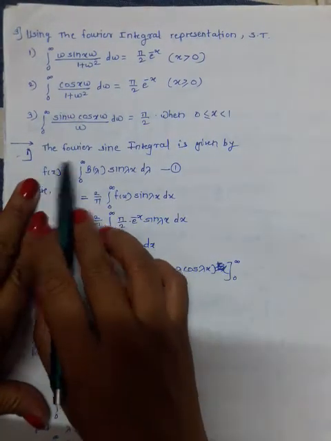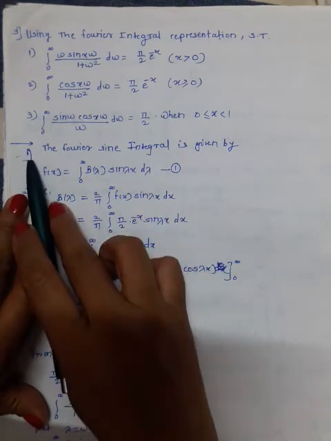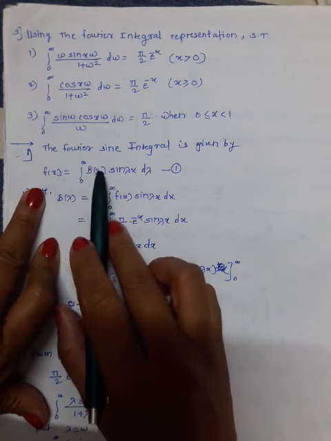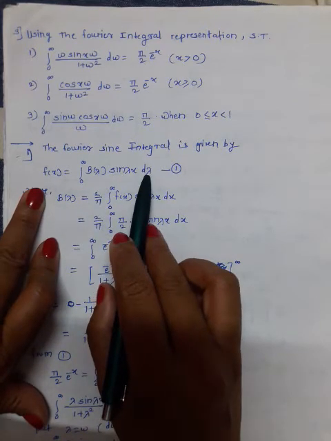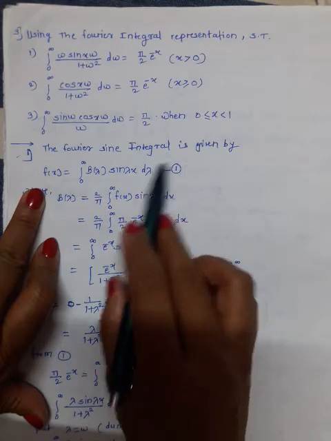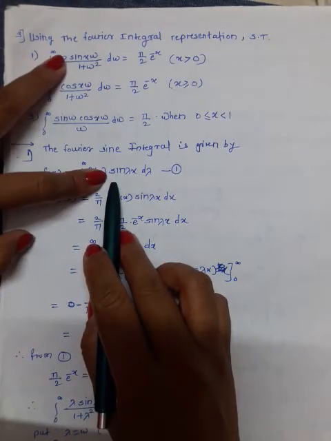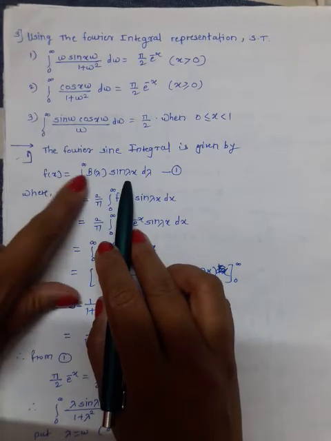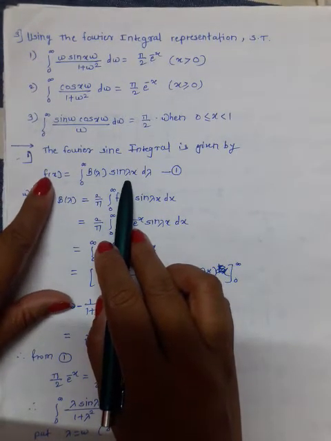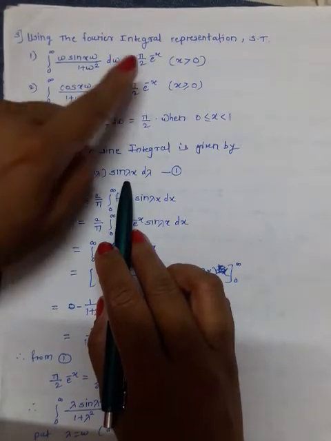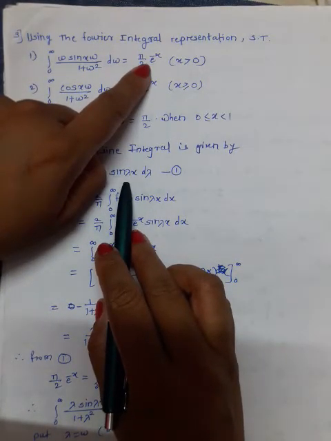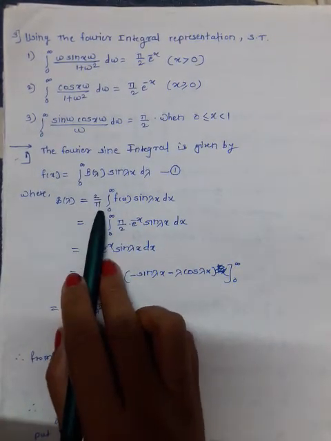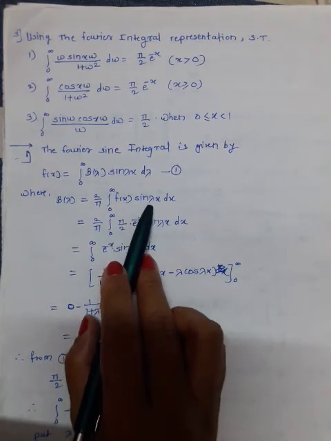The Fourier sine integral, number 1, is given by f(x) equals integration 0 to infinity b lambda sin lambda x d lambda. Call this equation number 1. If you observe, this integration has sin lambda x, and the LHS is f(x). That's why, what is our function here? This is our function. Let us start first where b lambda is equal to 2 upon pi integration 0 to infinity f(x) sin lambda x dx.